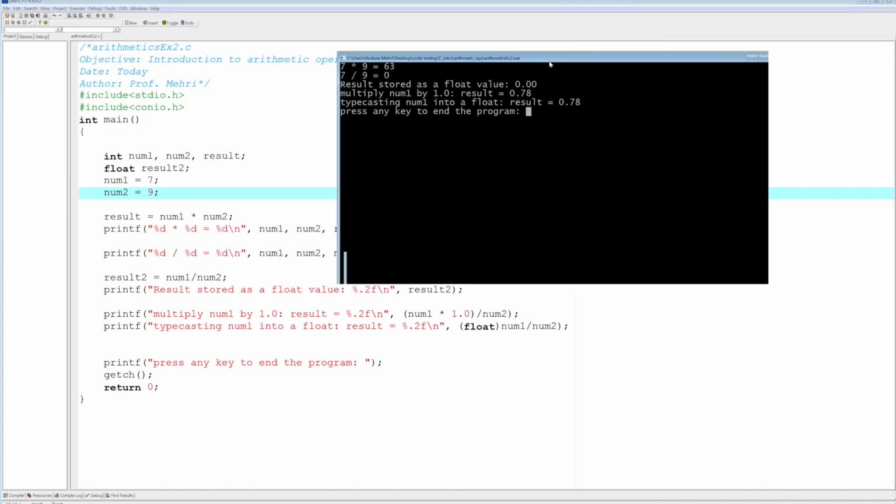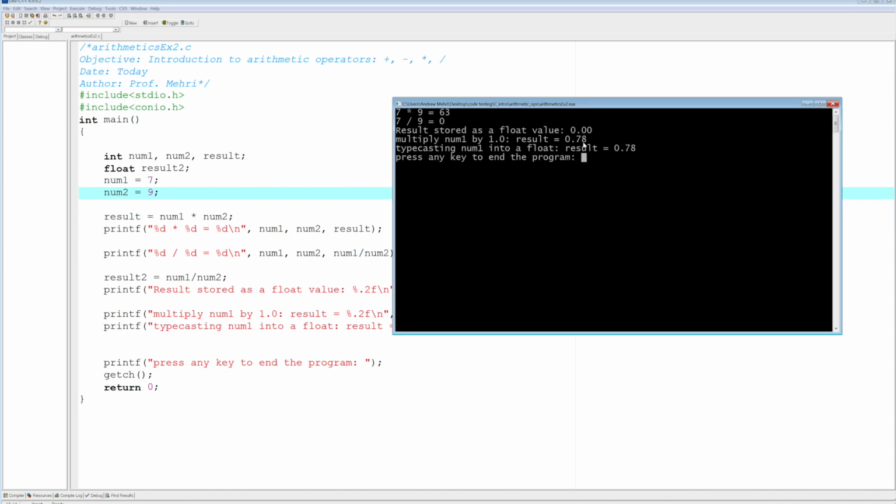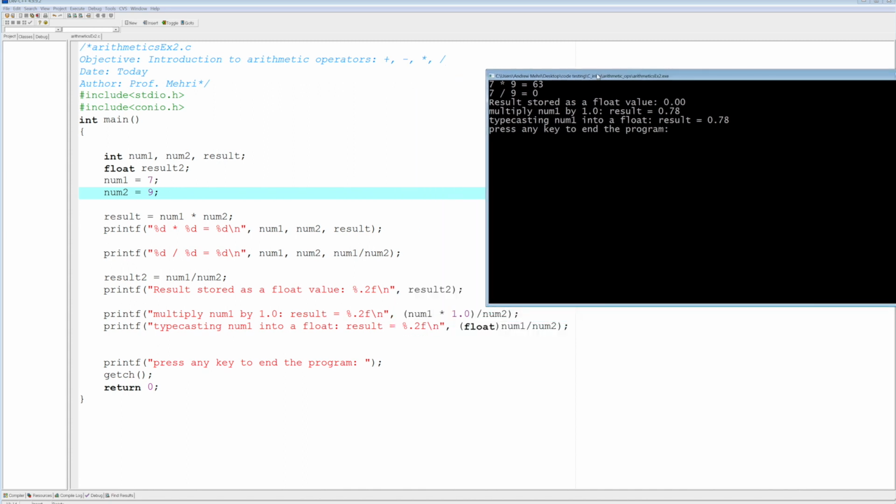And there you have it. So now we get 0.78 obtained by multiplying num1 by 1.0, and we also got 0.78 by typecasting num1 into a float. So these are two good, valid techniques for division in case you have two integers in the numerator and the denominator. Now, is it always a bad thing? No. Sometimes you want an integer division.